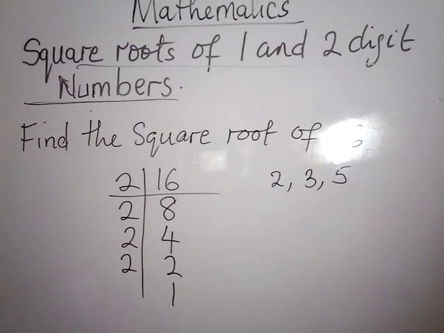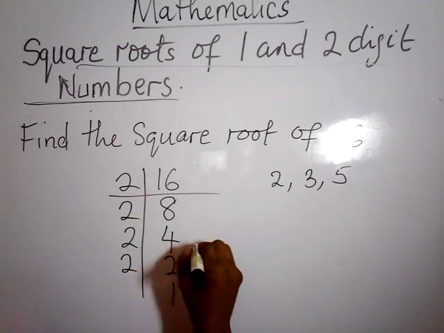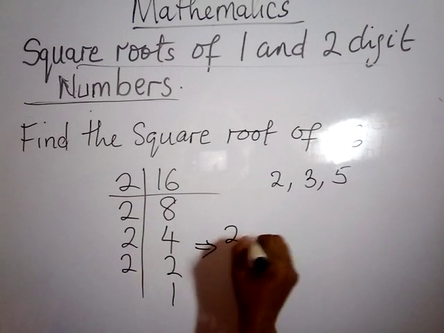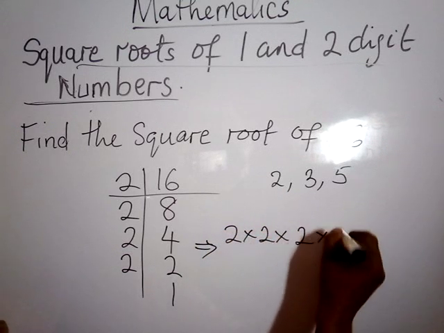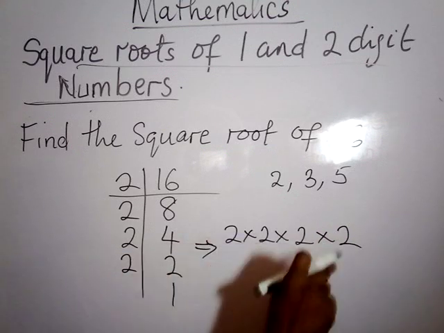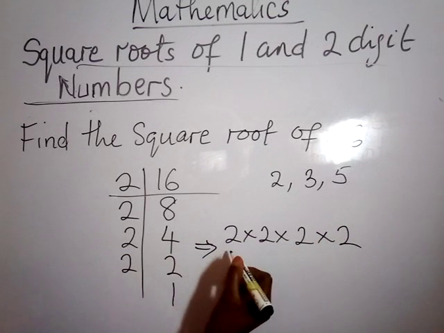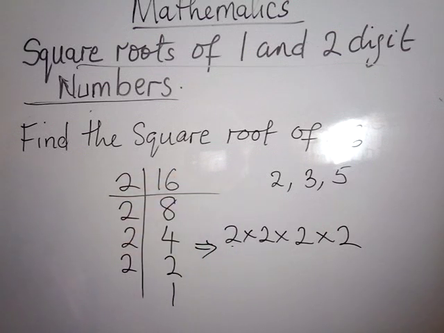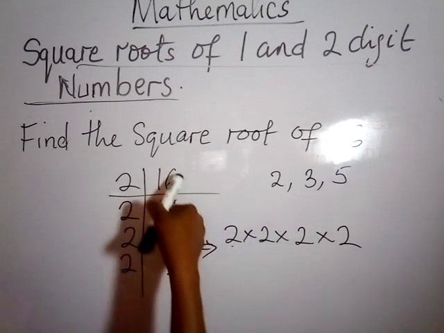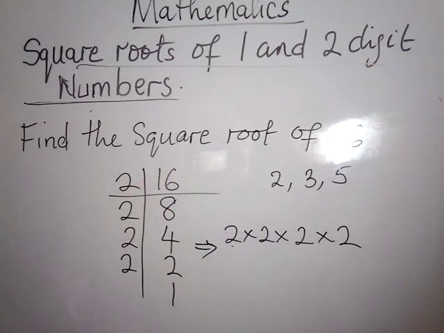Now what do we do next? Let's bring out our prime factors. So here we have 2, 2, 2, 2. Now the essence of writing this out is to let you know that when you multiply all these numbers, you're going to get the initial number back. 2 times 2 is 4, times 2, 8, times 2, 16. You'll get back to your 16. But that's not where we're going.